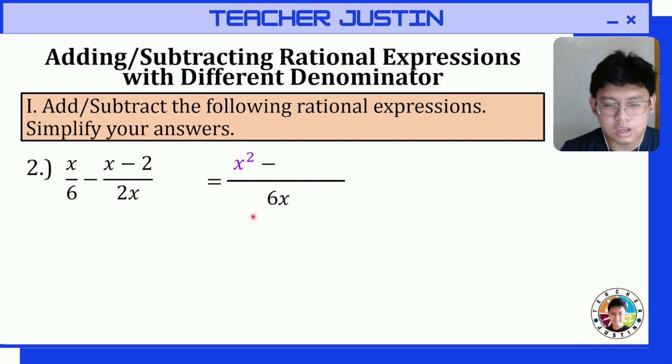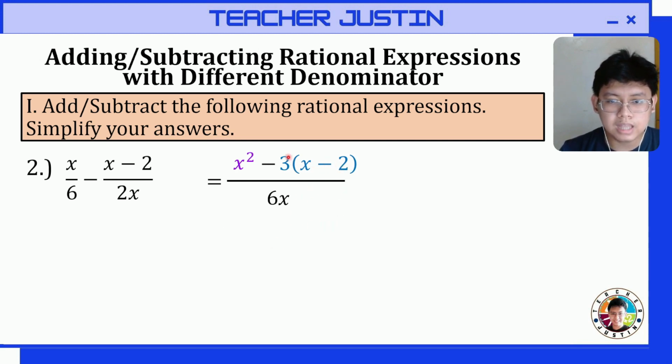Now, ulitin natin yung ginawa natin sa second fraction natin. 6x divided by 2x, that will be equal to 3. Then, we multiply 3 to our numerator. So, we have 3 times the quantity x minus 2.